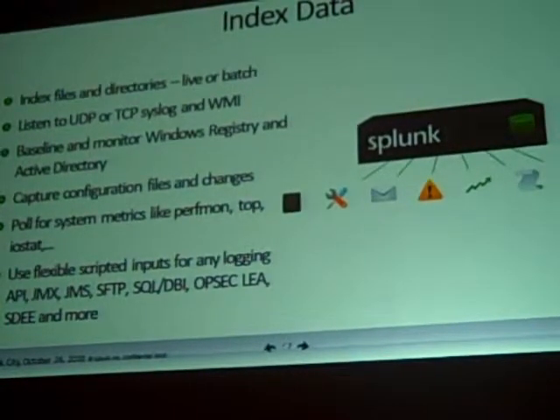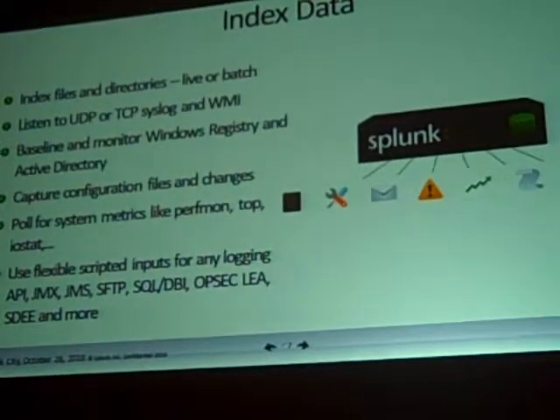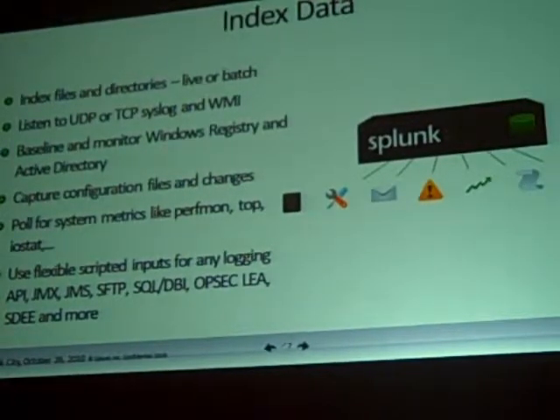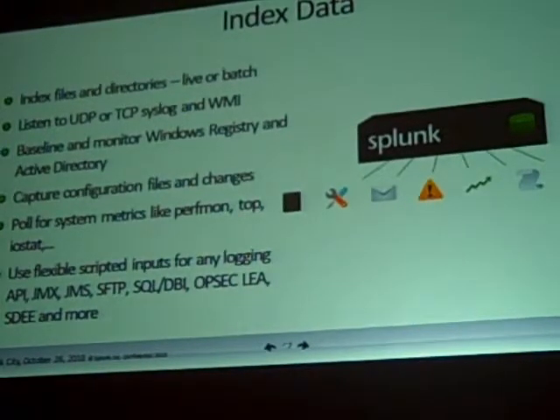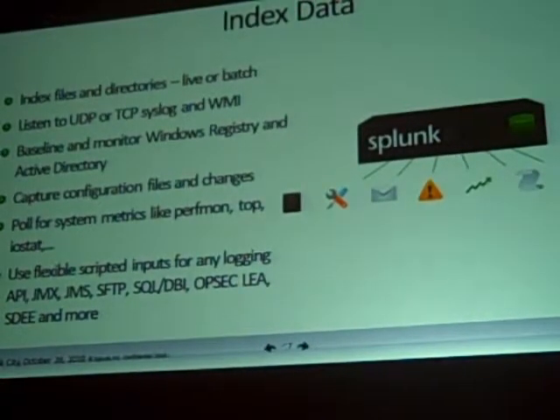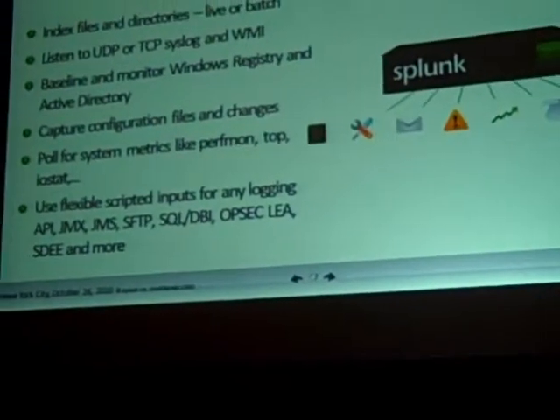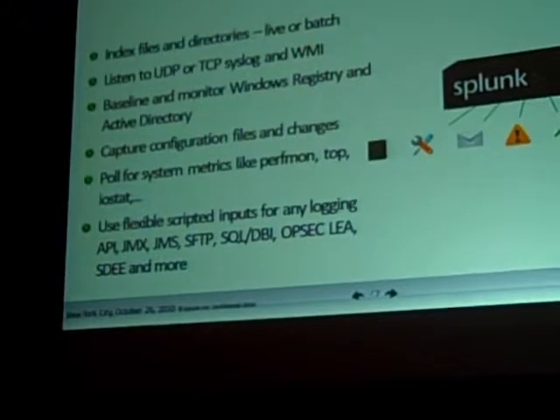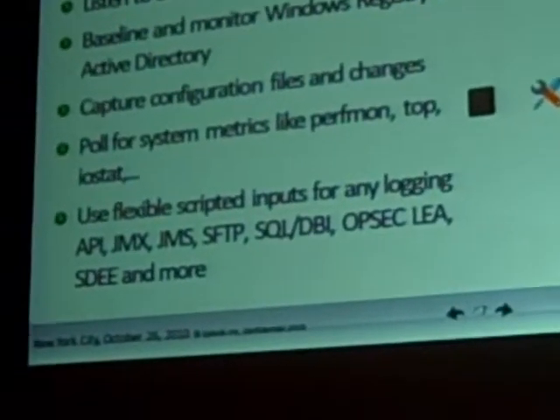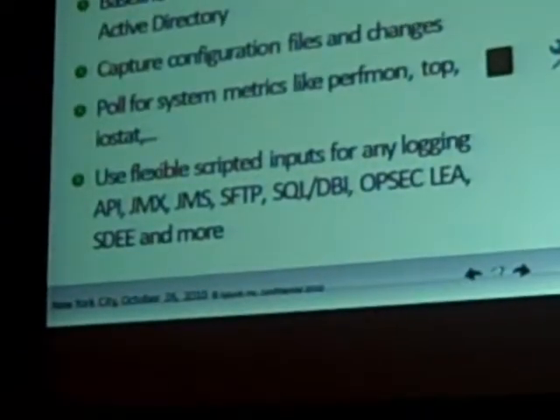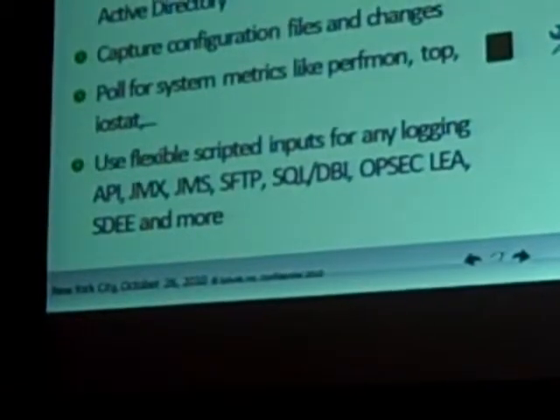We also are increasingly used for our capabilities to capture configuration files and changes. So PCI in particular, there are new requirements to do file integrity monitoring, but it's also very helpful for a lot of use cases around operational troubleshooting to be able to know what was the configuration at that time. Next, we also can be used to poll for system metrics, so you can kind of be your time machine for what a system was doing at any given time.